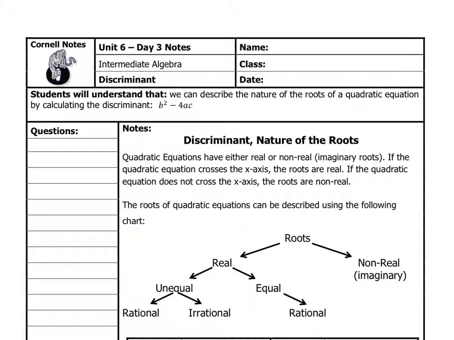Hi guys, today we're going to be talking about day 3 notes based on this topic of discriminant.